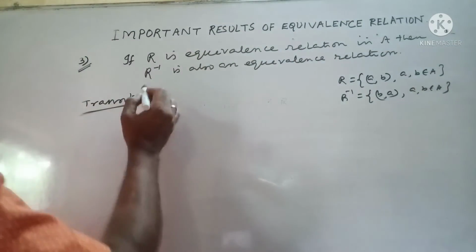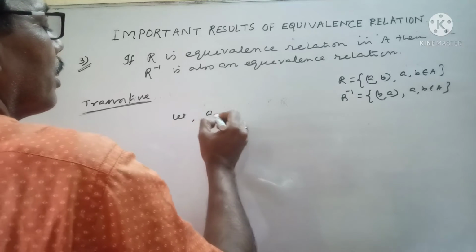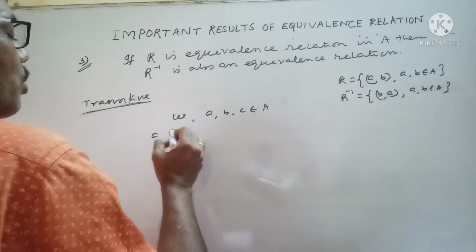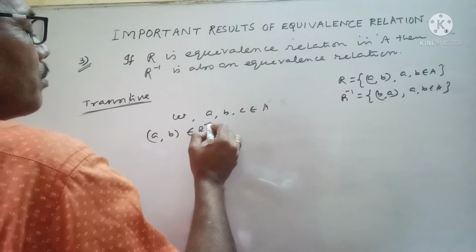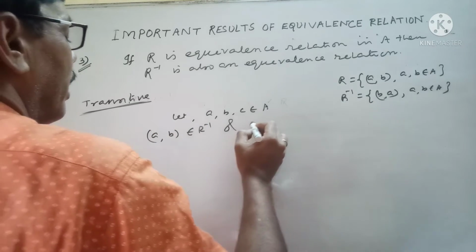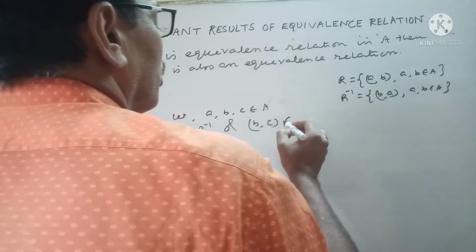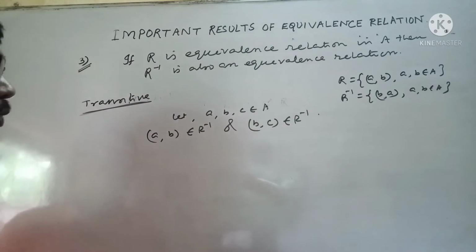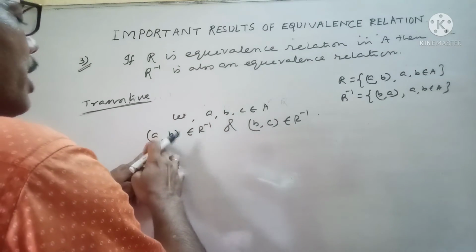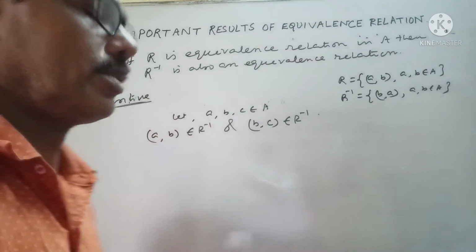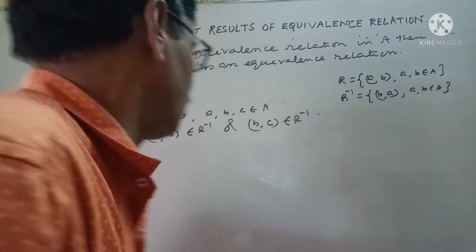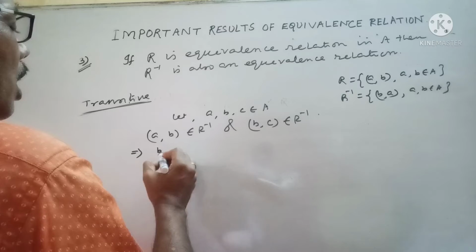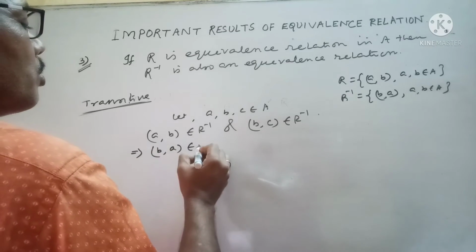For transitive, let a, b, c belong to capital A. So (a,b) belongs to R inverse and (b,c) belongs to R inverse. We have to prove (a,c) belongs to R inverse. Then R inverse is transitive. So let us verify. (a,b) belongs to R inverse, so (b,a) belongs to R.